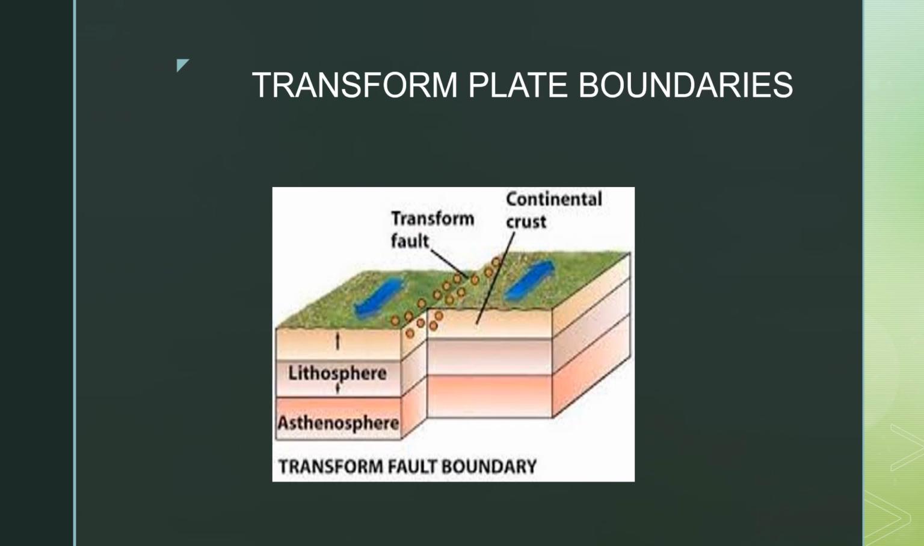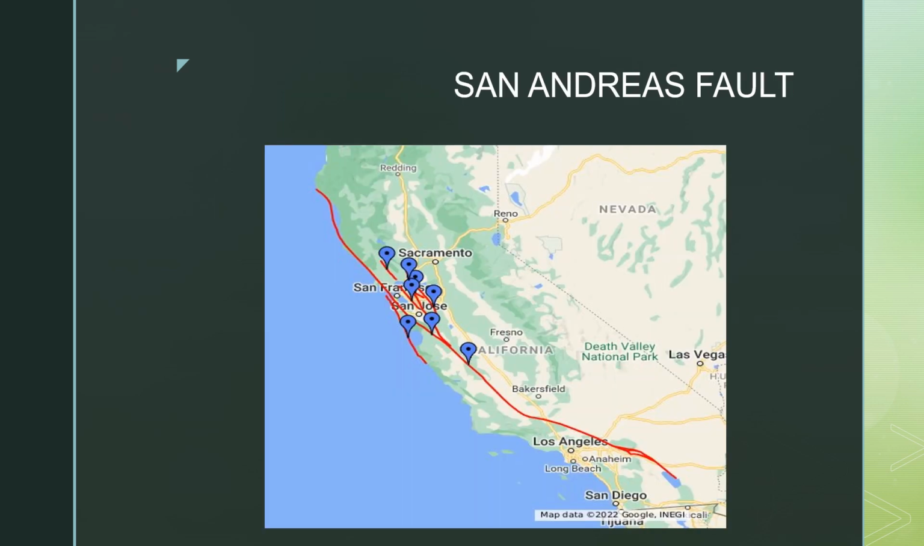Next one is transform plate boundaries. In case of transform plate boundaries, the two plates slide over each other. They do not collide. They do not move away from each other. They just slide past each other. It is passing over there. It is passing over here. No collision this way, neither divergence. The San Andreas Fault is a very famous example of a transform boundary.